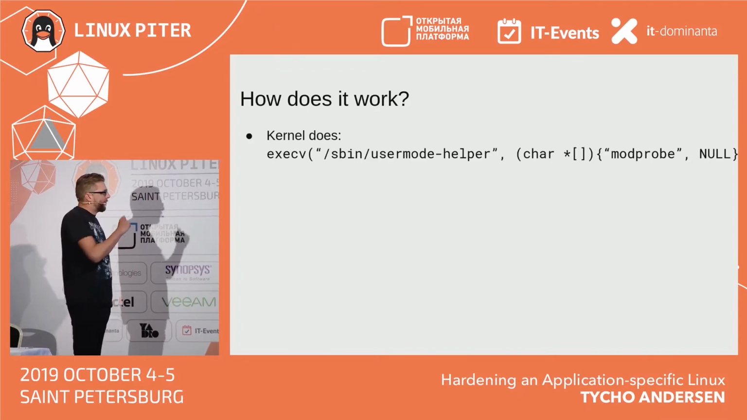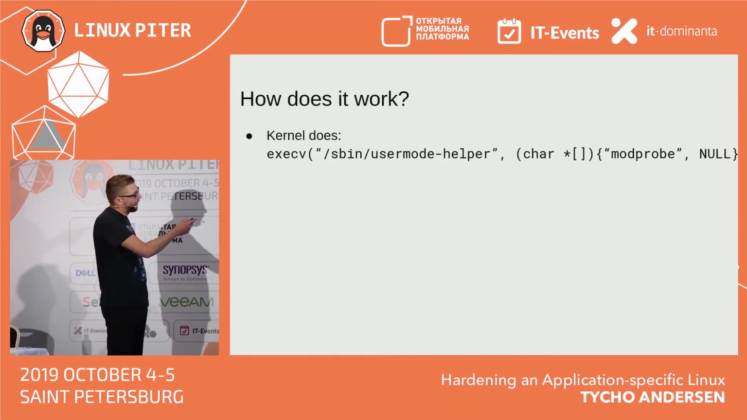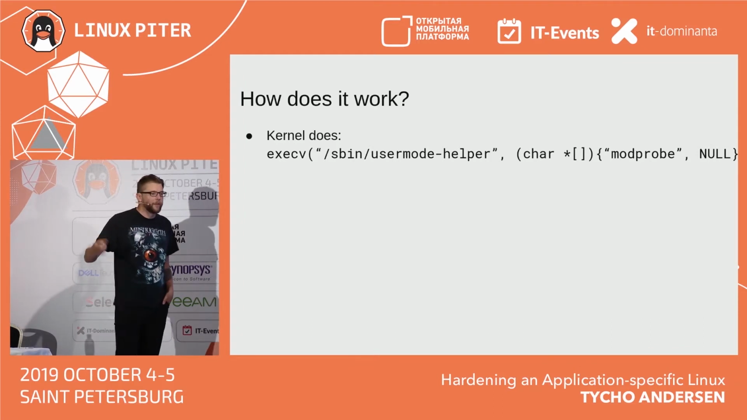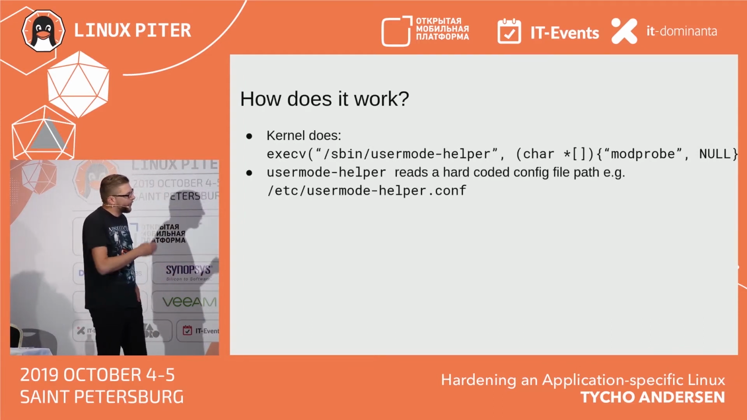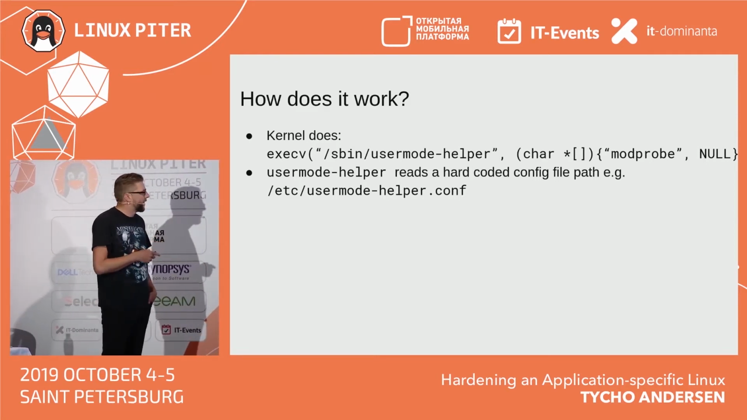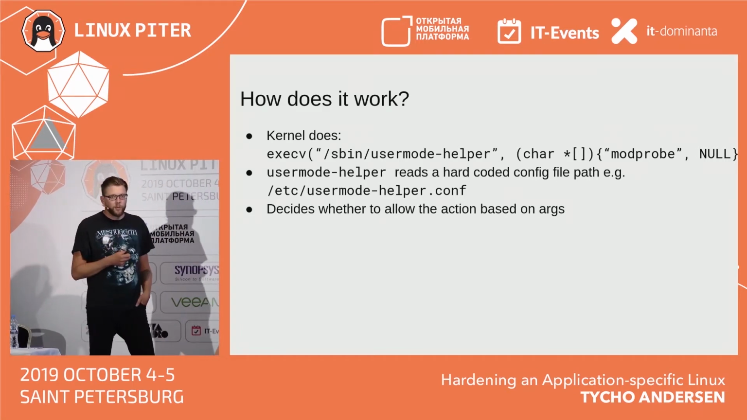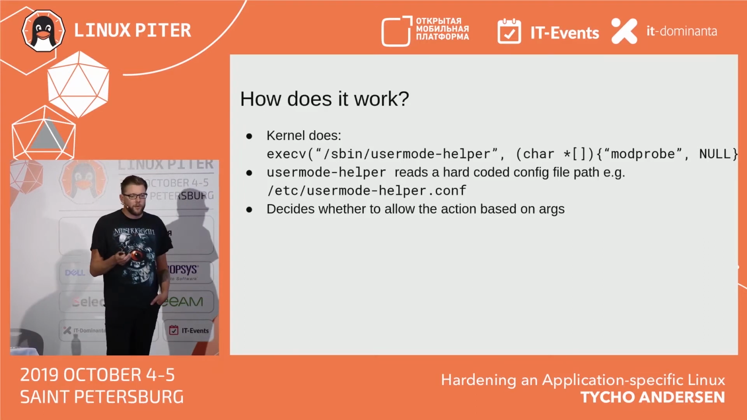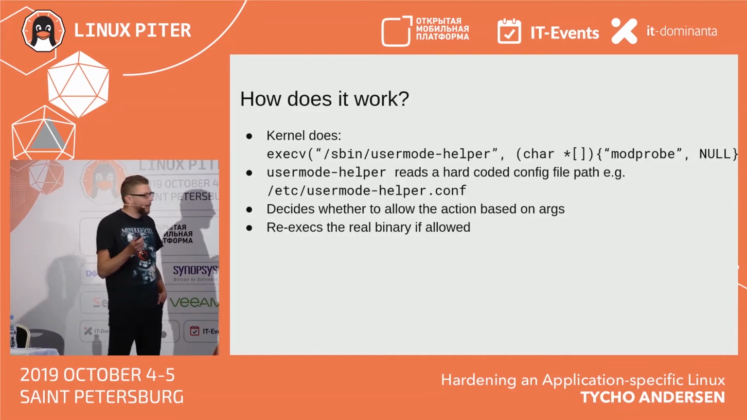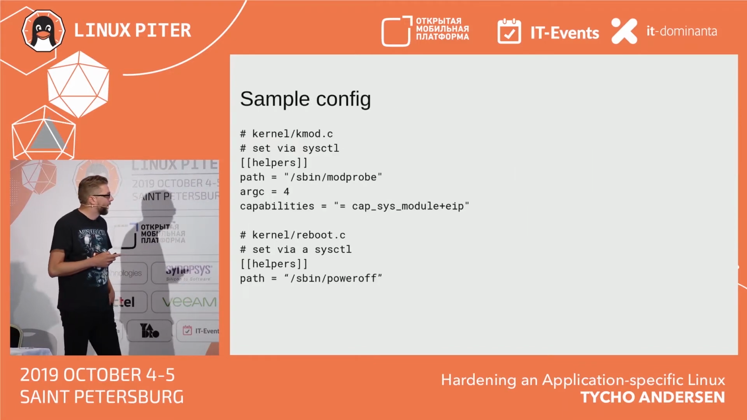So just a brief overview of how it works. The kernel does a call to the user mode helper, but the first argument there says modprobe and then modprobe whatever else. The user mode helper has a hard-coded config path, at least in my first implementation. It reads this config file and then decides what to allow based on what arguments you have or have not passed it. And then it re-execs the real binary with the actual arguments, if it was really okay.